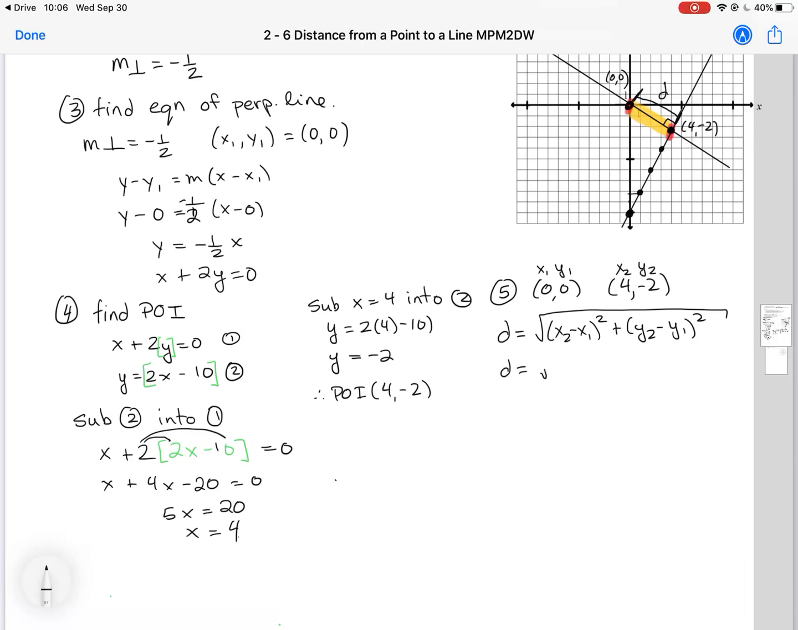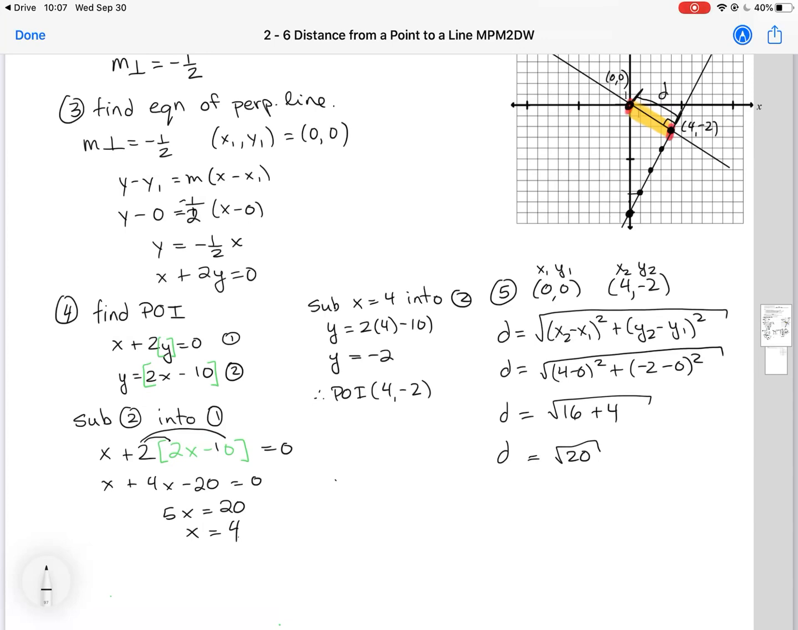So now I can substitute that into my distance formula. I've got 4 minus 0 squared plus minus 2 minus 0 squared, which is going to give me 16 plus 4, which is going to give me root 20. This is an exact answer, root 20.